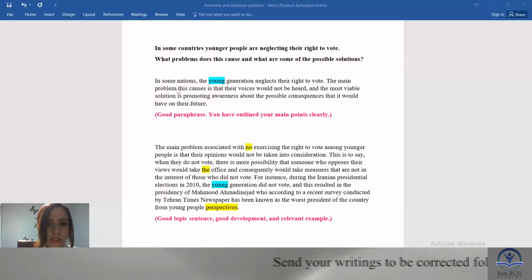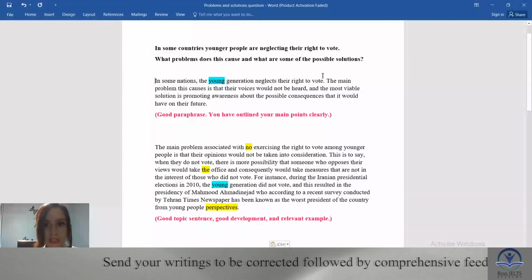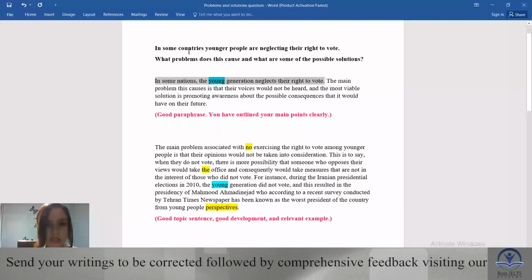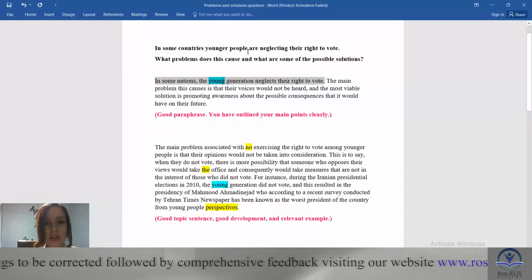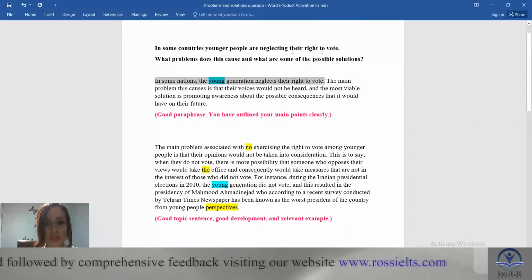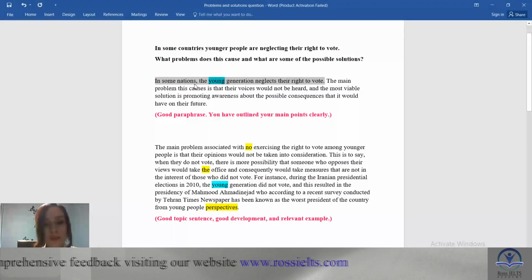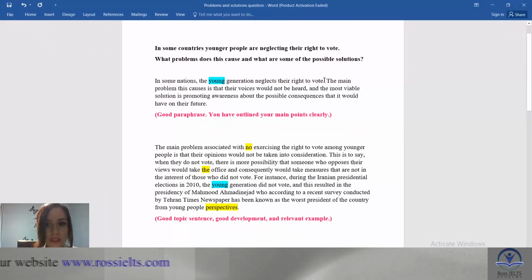So as I can see here, the first sentence is a good paraphrase of the question statement. As you can see here, we have in some countries, younger people are neglecting the right to vote. And the paraphrasing here is, in some nations, the young generation neglects the right to vote. So this is a good paraphrasing.